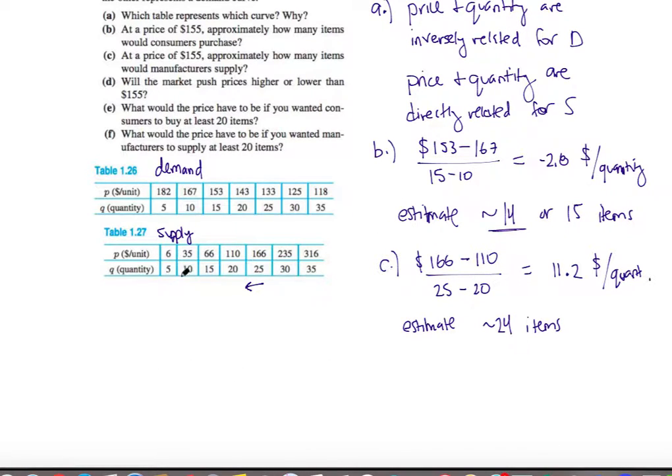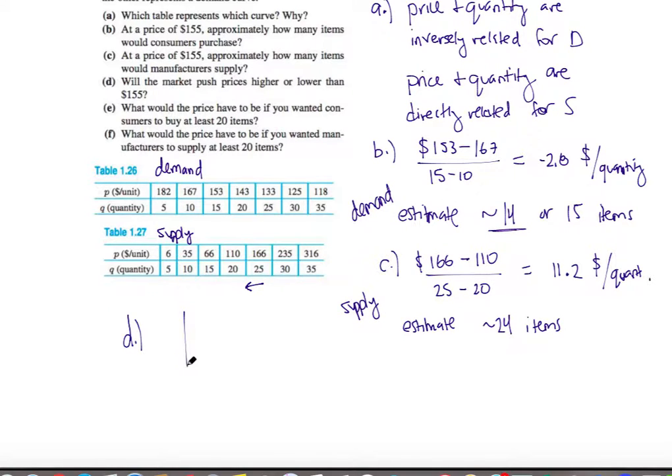For D, will the market push prices higher or lower than 155? So now we compare these two things. So C, so we'll actually start writing D over here. So C is from the supply side, while B is from the demand side. And so if we look at this, supply is producing a lot more items than demand.